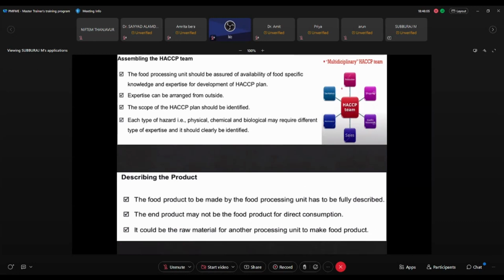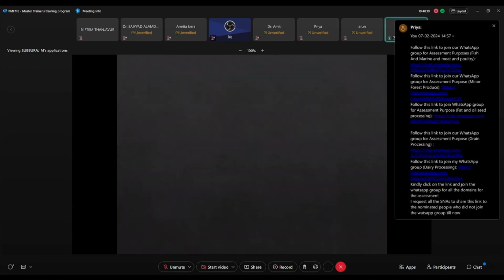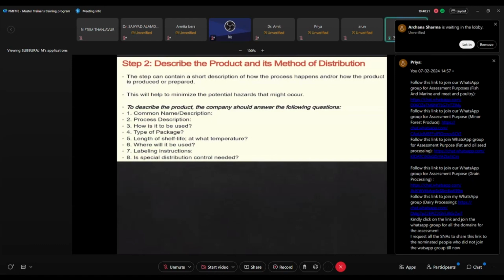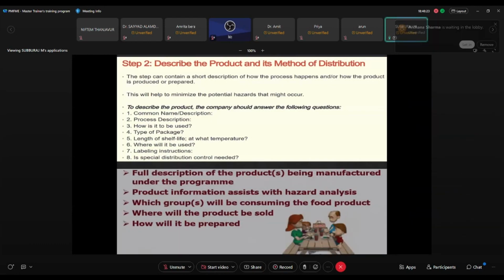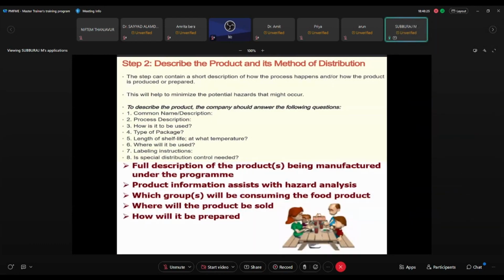I told the things, so the person has the specific knowledge about the food as well as that SSC plan. So the next bit is very, very important. The next step is to describe the product. Describing the product means you have to describe it in a very perfect way, how it is. It is very, very important.